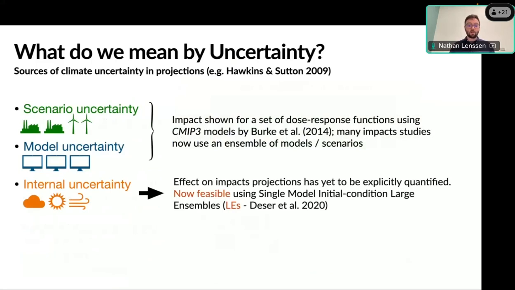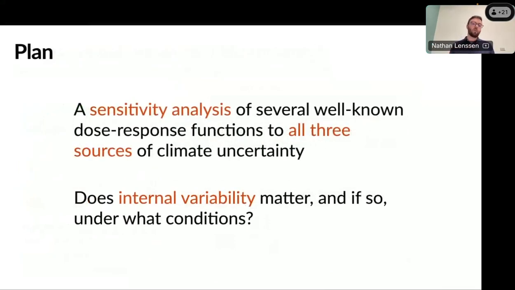And with the advent of coordinated single model initial condition large ensembles, like the first major initiative from Deser et al. 2020 and then the CMIP6 version, we're now able to really comprehensively look at these three sources of uncertainty in all sorts of applications. And so our plan was to perform a sensitivity analysis of some classical dose response functions and understand the contributions of all three sources of climate uncertainty to projections of three impacts, with a real focus on the open question at the time of how much internal variability mattered for projections of those impacts, and really when and where did internal variability matter.